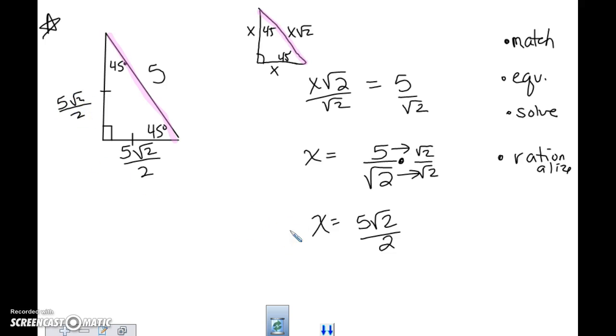So that's why we started at the beginning of the unit. Remember I said we have to know all these pre-skills first. We have to know how to rationalize and simplify square roots. This is why we had to learn how to rationalize. Now we can do something very similar with 30, 60, 90. I'm going to hold off and do that next week with you. So I'll let that digest.